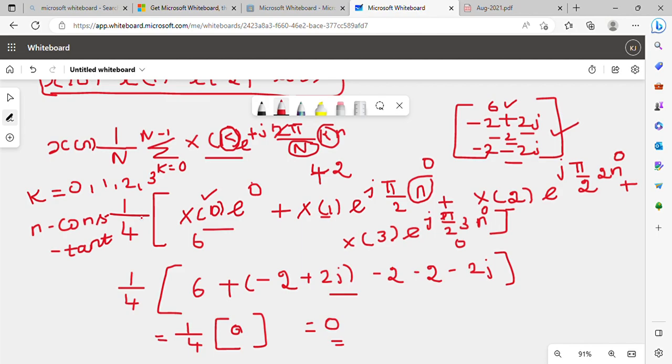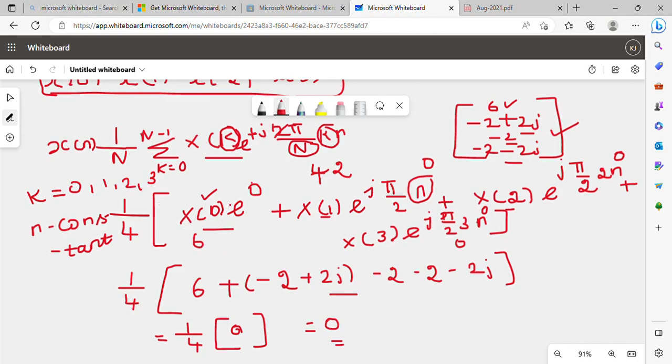So take n is equal to 0 for all, and your k combinations would be n is equal to 0 and k is equal to 0, n is equal to 0 and k is equal to 1, n is equal to 0 and k is equal to 2, and n is equal to 0 and k is equal to 3. Like that it goes on, right? That is what you are supposed to do. Now you have to just substitute all those things.